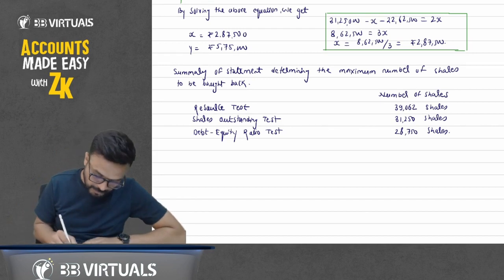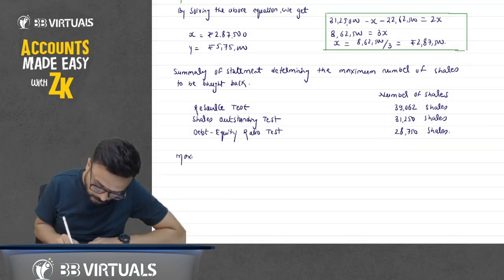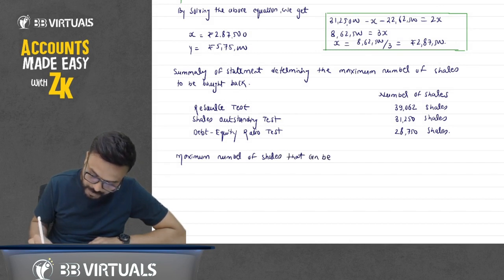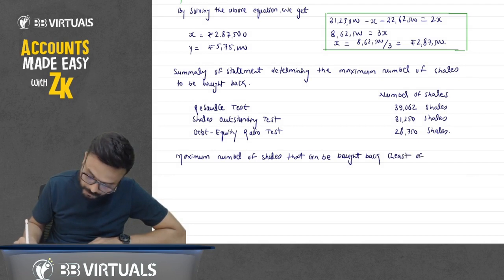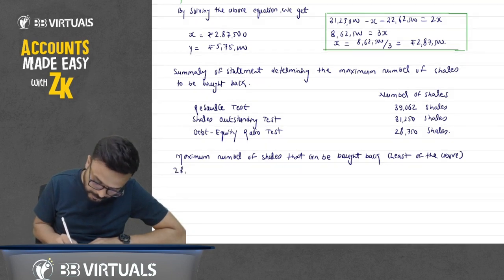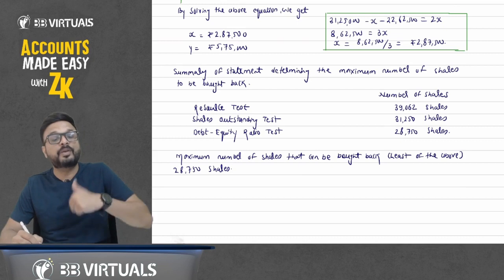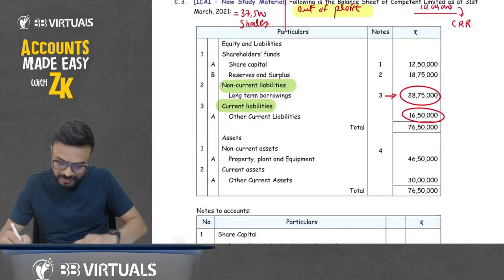Okay, so write down here: maximum number of shares that can be bought back, least of the above, is 28,750 shares. So the maximum number of shares that the company can buy back is how much? 28,750. How much does the company want to do? The company wants to do only 25,000 shares.